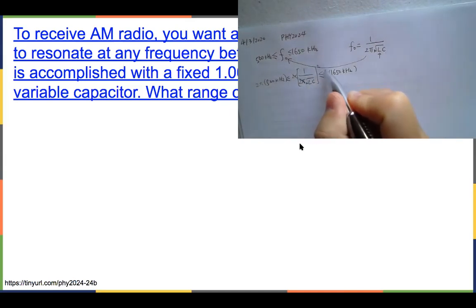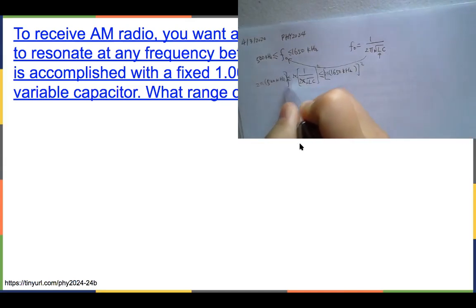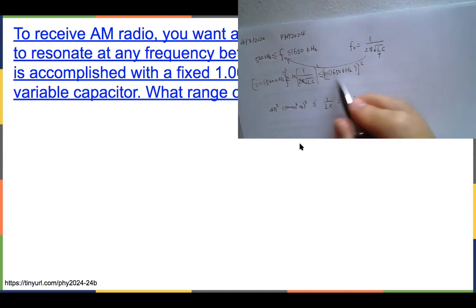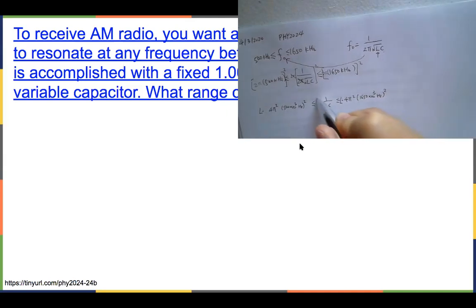Then you square each side. So you will have 4 pi squared times 500 times 10 to the 3 hertz, squared, less than or equal to 1 over LC, less than or equal to 4 pi squared times 1650 times 10 to the 3 hertz, squared. Now L is given as 1.00 microhenry, so you multiply each side by L to get rid of L.